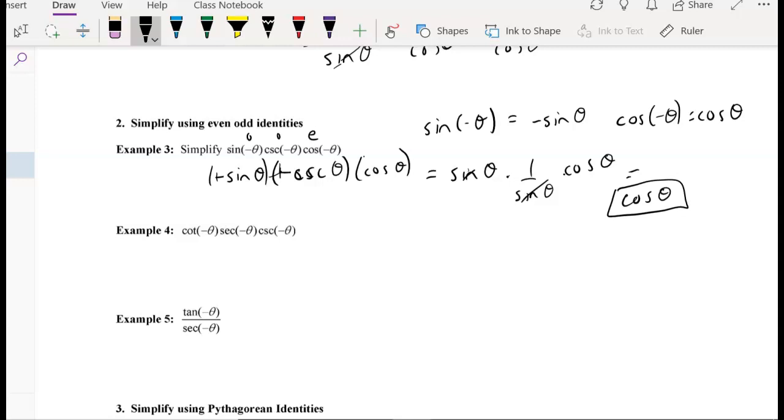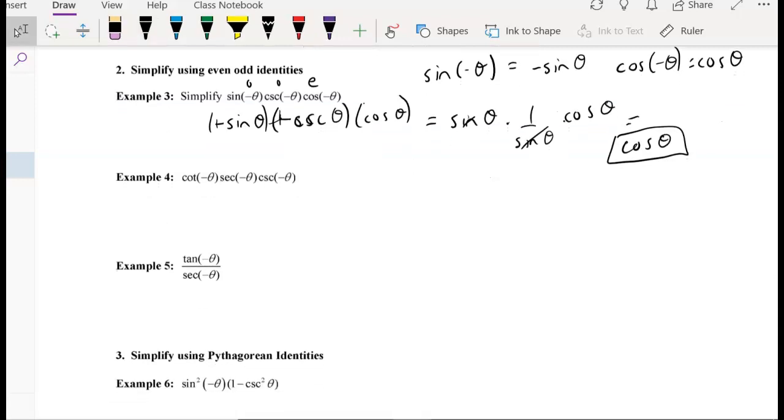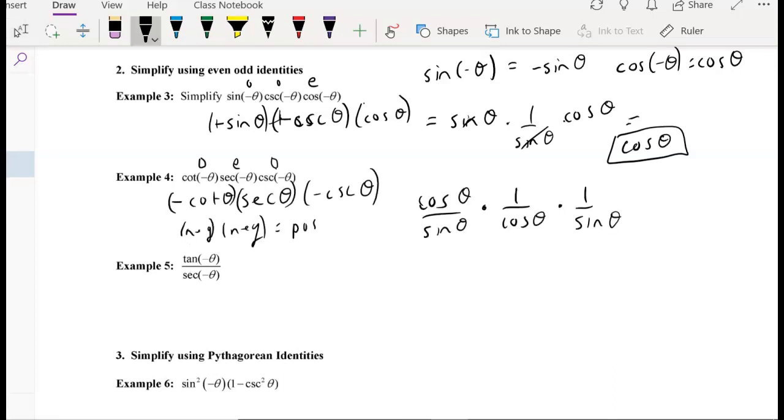So that whole mess that we started with is really just the cosine of theta. Okay, why don't you guys try example 4. I'm going to pause the video and see if you guys can do pretty much the same thing that we just did. Okay, so let's see, did you guys get this far?